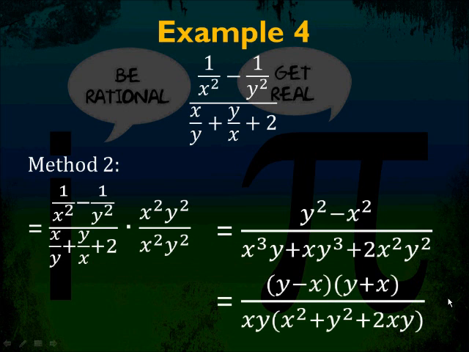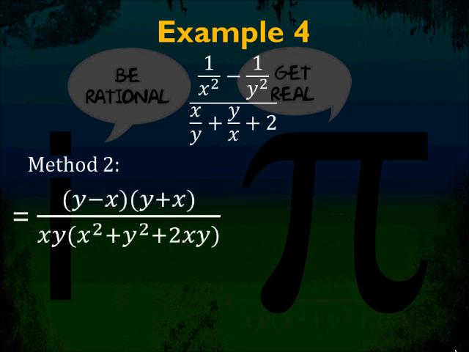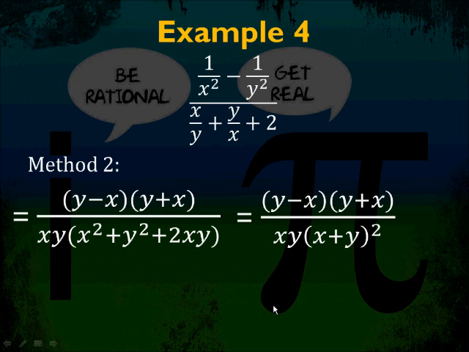So this becomes y minus x times y plus x. On the bottom we can factor out an xy, and we're left with this, x squared plus y squared plus 2xy. Again, you should be able to recognize this pattern by now. If you rearrange the 2xy and the y squared, you get a perfect squared trinomial. So this becomes x plus y quantity squared, and we're back to where we were after method 1.